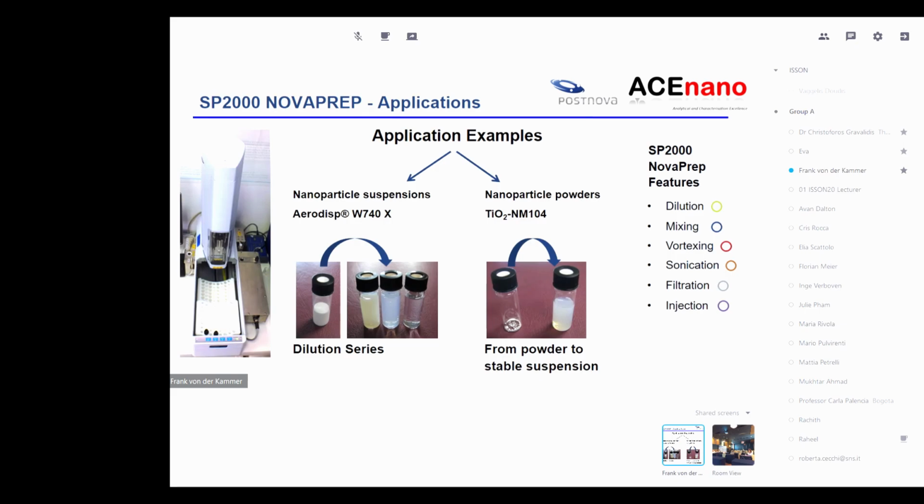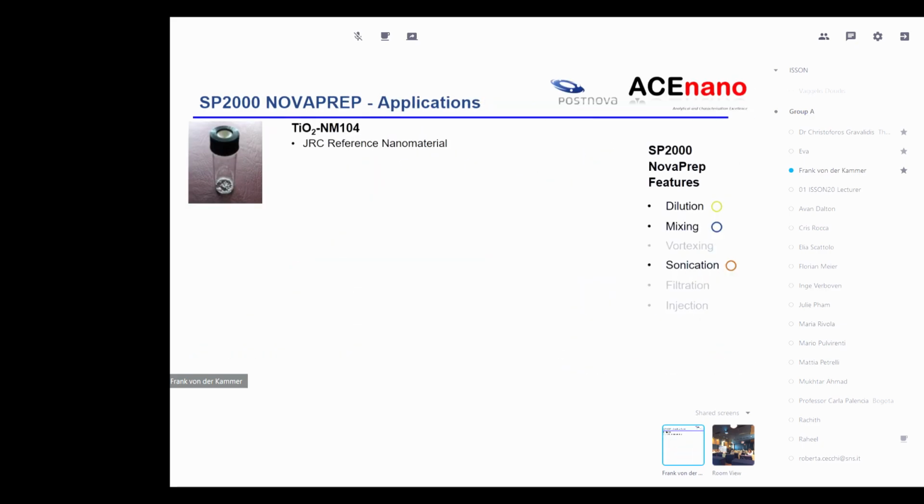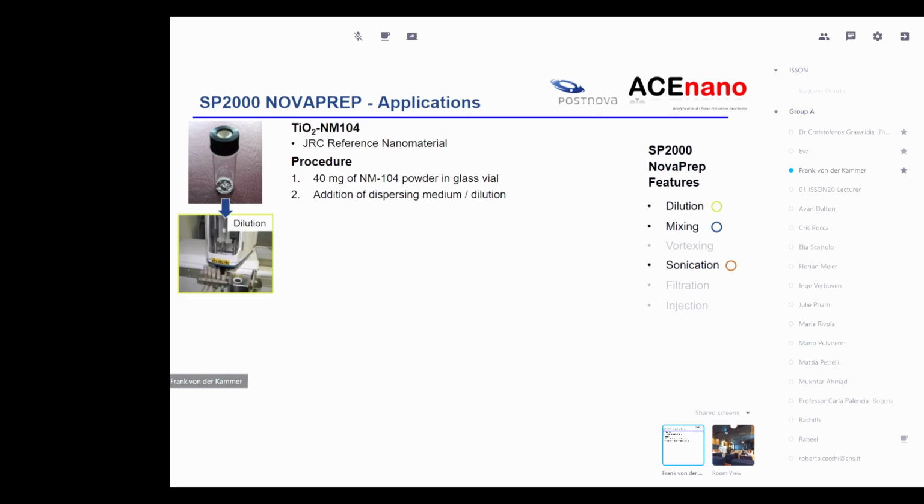OECD standard material titanium dioxide, the NM104 coated titanium dioxide nanoparticle used in sunscreens. The example here is using this material, putting 40 milligrams into a vial, adding a dispersion medium and diluting that, then going on further with mixing, so drawing and dispensing, mixing up the nanoparticles in the dispersing medium.